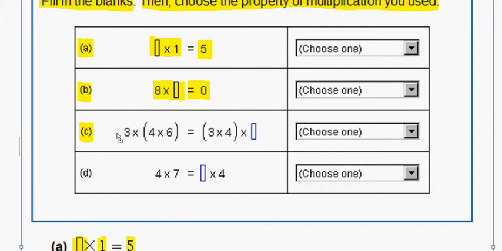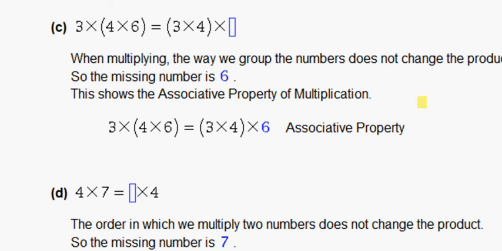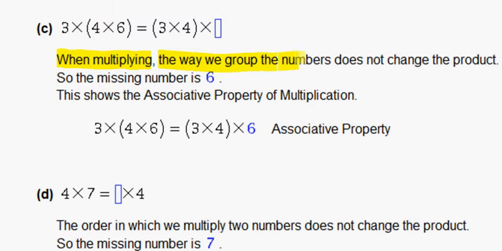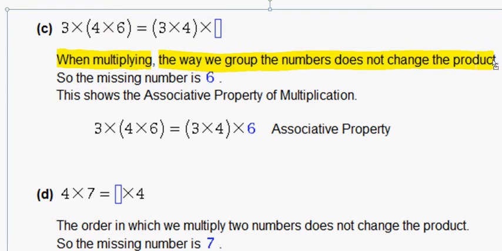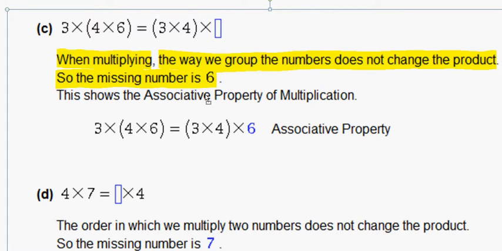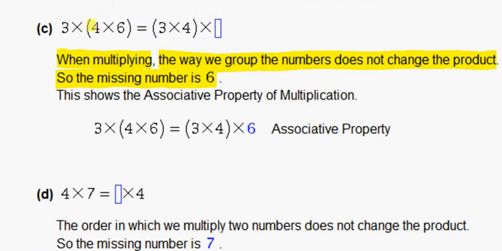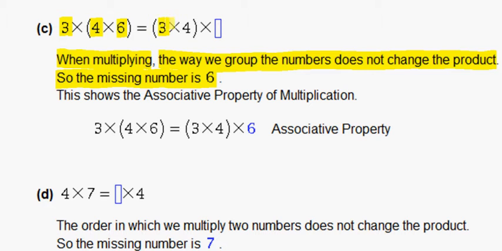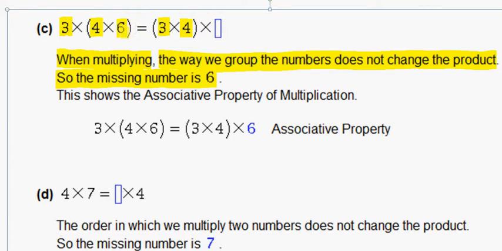Now we're looking at problem C. 3 times 4 times 6 equals 3 times 4 times blank. When multiplying, the way we group the numbers does not change the product. So the missing number is 6. Because we see on the left side we have 3 times 4 times 6. On the right side we have 3 times 4.